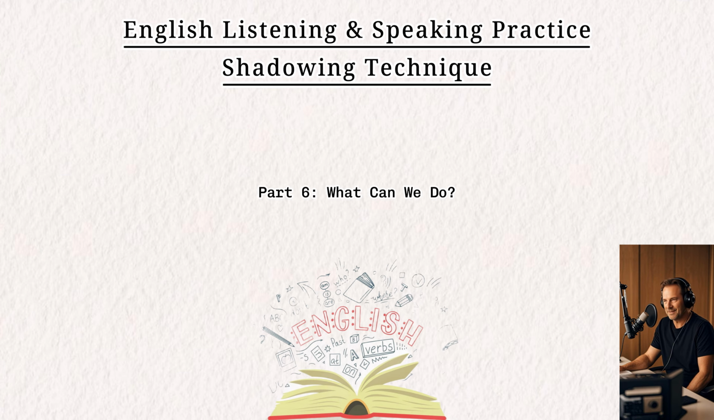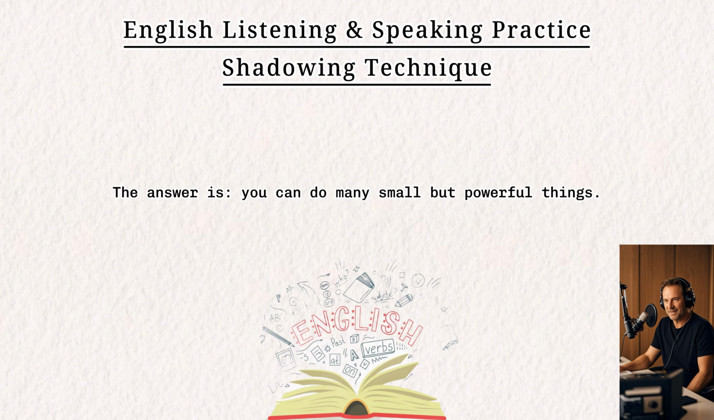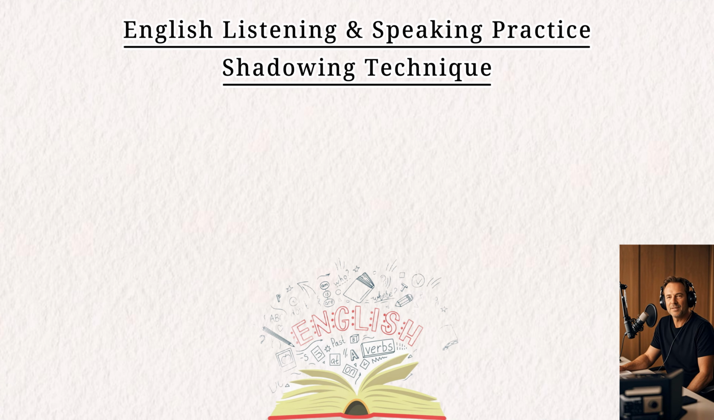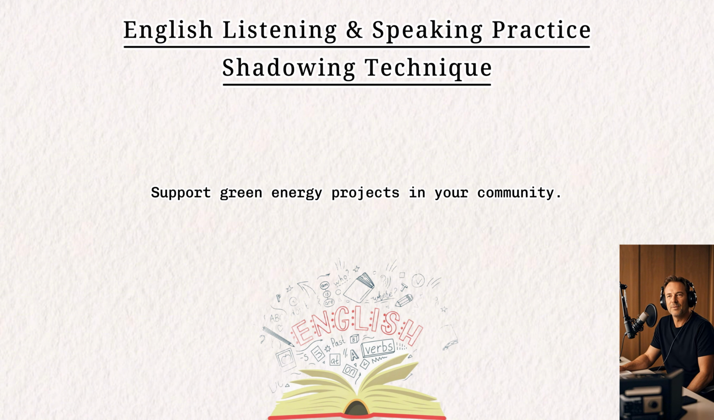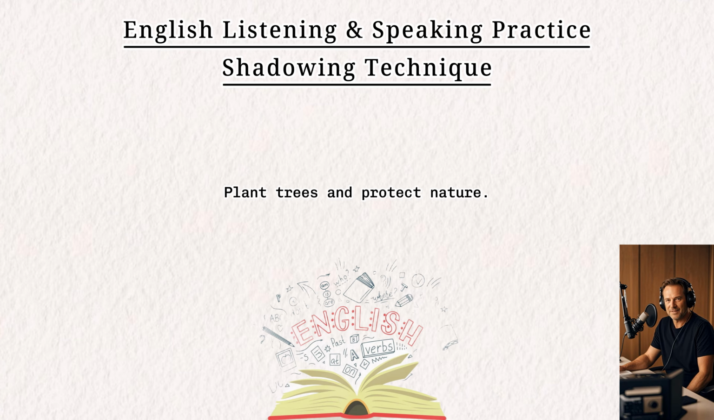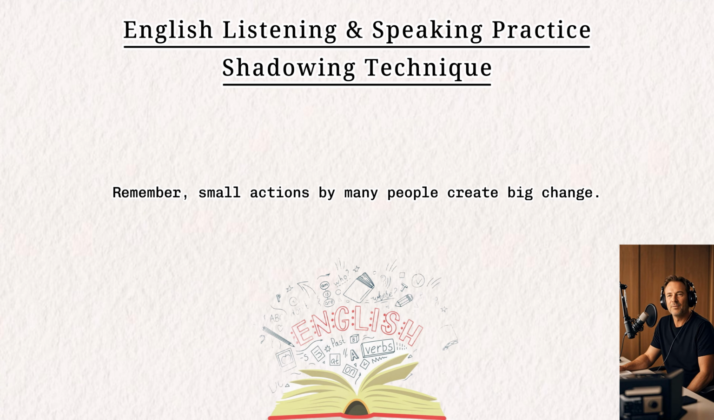Part 6. What can we do? You may ask, what can I do as one person? The answer is, you can do many small but powerful things. Turn off lights when you do not need them. Use energy-saving bulbs and appliances. Try to walk, cycle, or take public transport instead of driving. Support green energy projects in your community. Plant trees and protect nature. Remember, small actions by many people create big change.